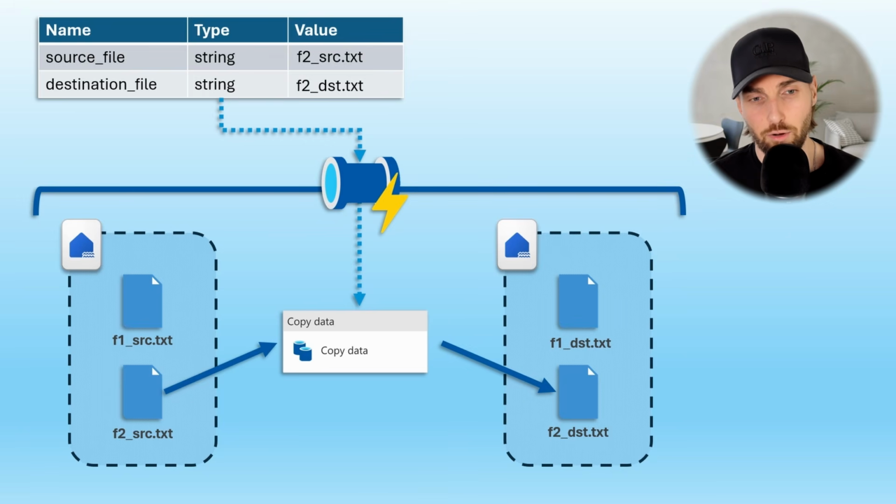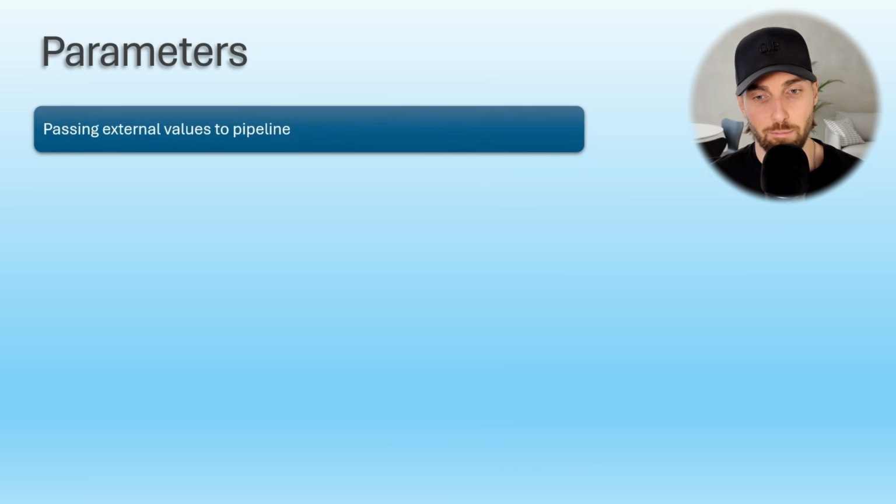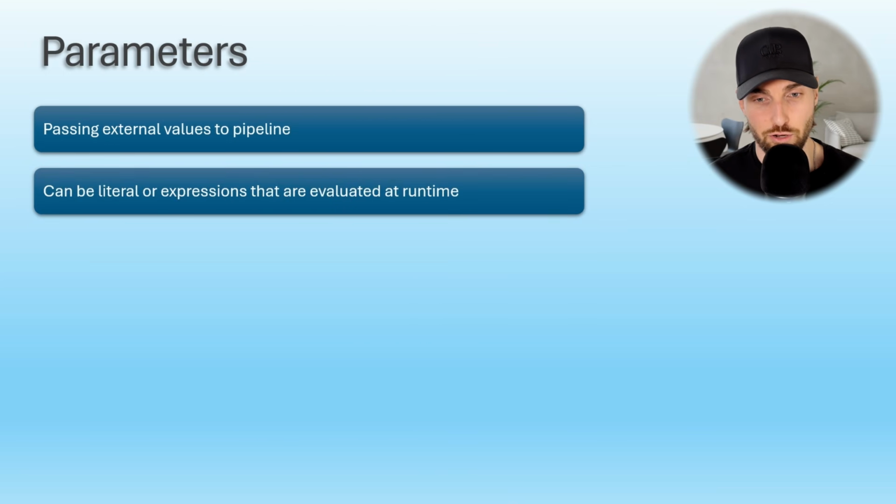This is just a simple illustration of how you can use parameters in pipelines to do things dynamically. Next, let's go through a few key points about parameters. The main functionality of parameters is passing external values to pipelines. Parameters can be literal, meaning some hard-coded values, or parameters can be expressions that are evaluated when the pipeline runs.